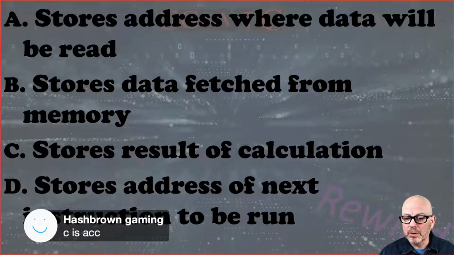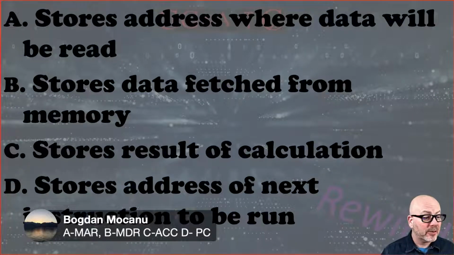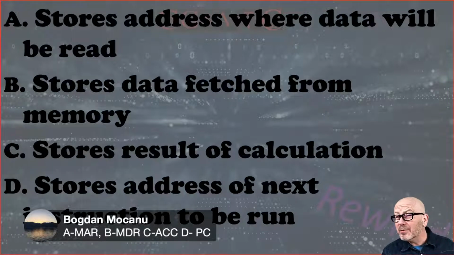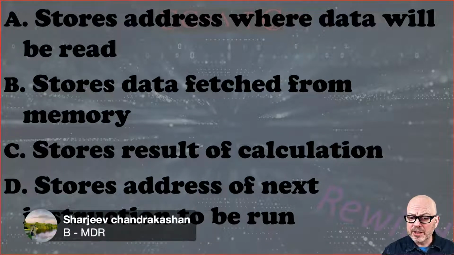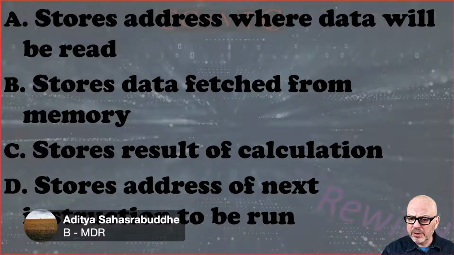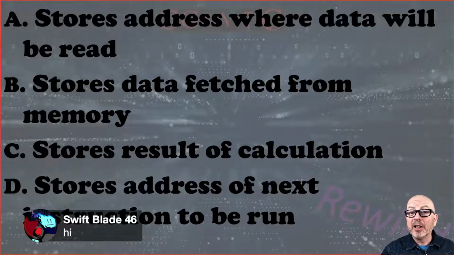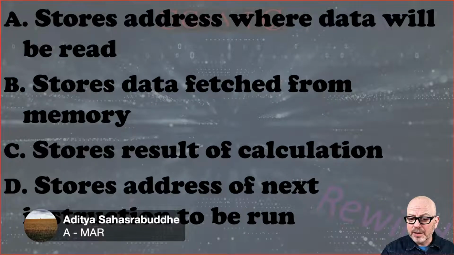Okay. Bogdan's come in with a proper answer here. I think definitely an air horn for that one. So we've got A MAR, B MDR, C ACC, D PC. Impressive typing there, Bogdan, to get through all of that. We've got Sharjeev, hi Sharjeev, hope all is well. Sharjeev B MDR. Aditya is saying B MDR. We've got Swiftblade, hi Swiftblade, how are you doing? Thanks for coming along. And we've got A MAR. All right, we've got a lot of answers there.